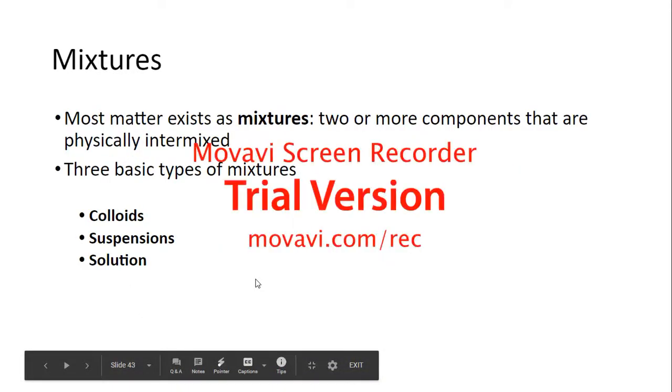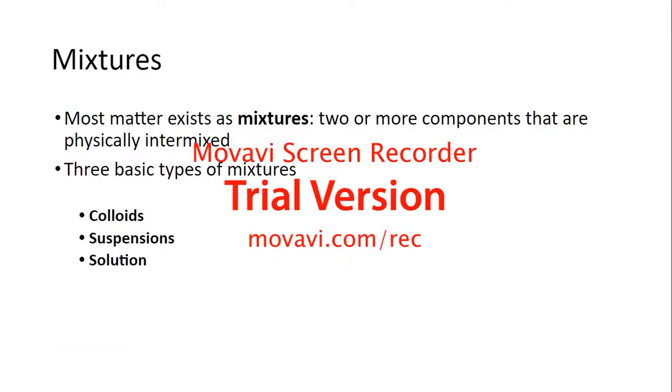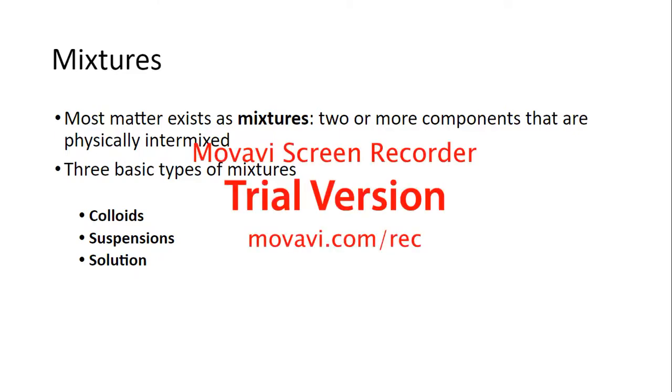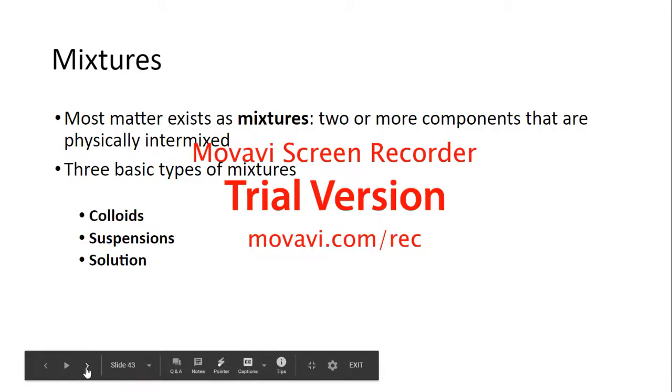All right, so let's talk more about solution chemistry now. All right, so most matter exists as mixtures. Okay, two or more components that are physically intermixed. And there are three basic types of mixtures: colloids, suspensions, and solutions. And we're going to talk about the difference between the three in the next few slides.